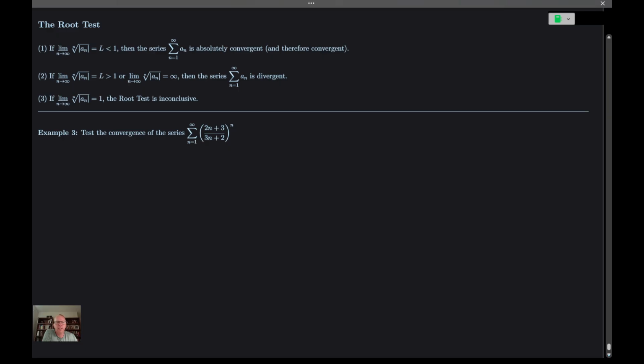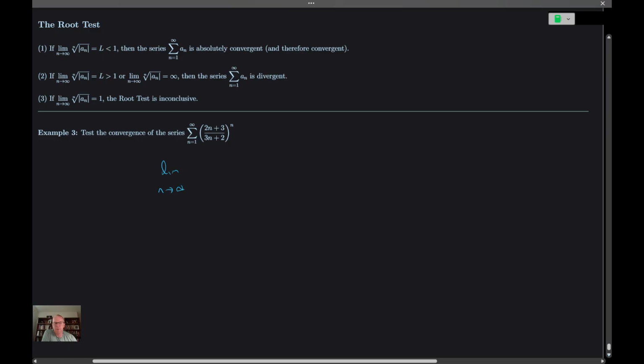So if we're taking the nth root of this, that's really just going to get rid of the n. So we really just need to get the limit as n goes to infinity of 2n plus 3 over 3n plus 2. And the reason for that is if you had the nth root of this, the n's will cancel out, and then you're just left with this. And hopefully you can see this limit. I mean, we can divide by n if you like, but this limit will just be 2/3, and 2/3 is less than 1, which tells us that this converges.